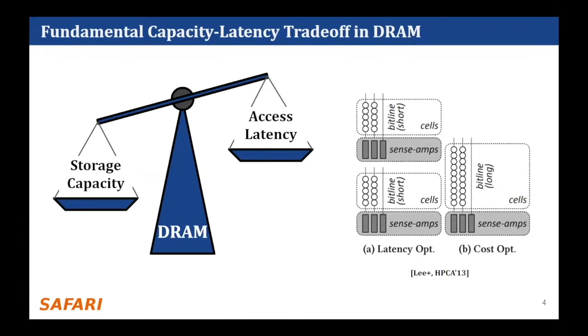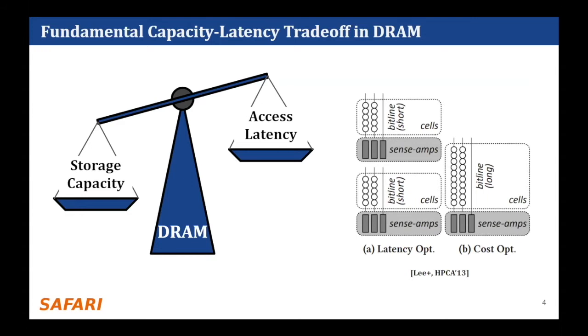Okay, now I will go into the motivation in more detail. We all know that the long access latency of DRAM is a performance bottleneck. However, it is not intrinsic to the DRAM technology itself. There is a fundamental trade-off between storage capacity and access latency in DRAM, and commodity DRAM overwhelmingly favors storage capacity at the expense of access latency.